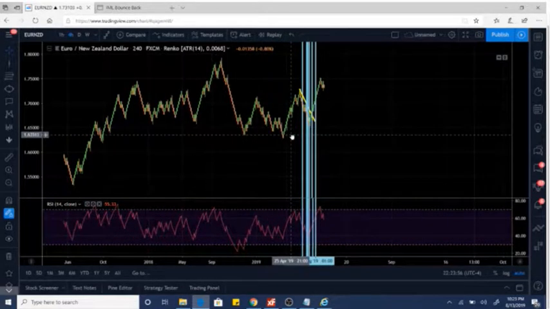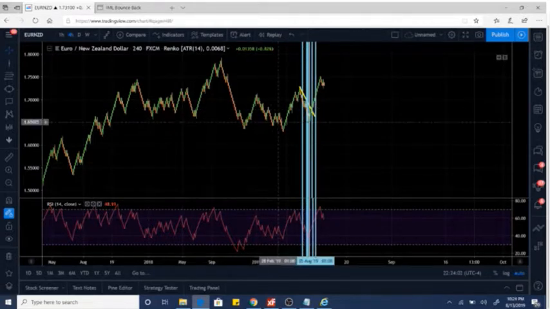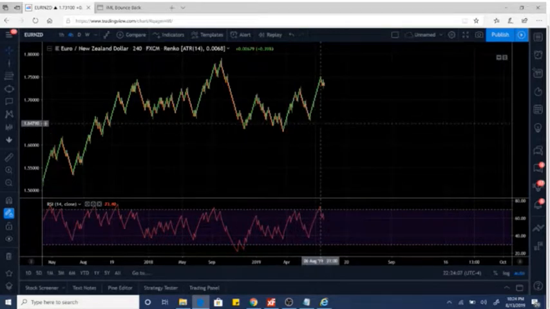Look at all those places, right? And that was on the 4 hour. Look at all those places it was telling me to buy and sell, buy and sell, buy and sell, right? And this is what Renko's does. Renko's gets rid of the noise.